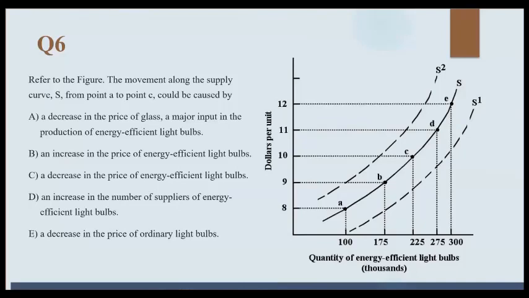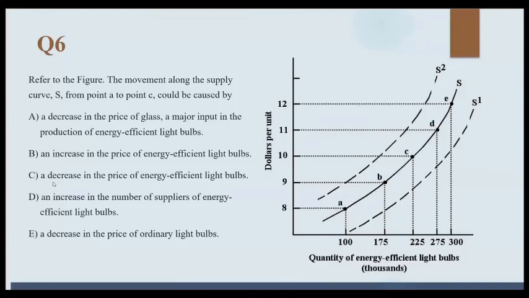Okay, so just looking at this, first of all, we know we're moving along the curve from point A to point C. So any of these things listed that are related to a shift in the supply curve are incorrect, right? So A is a change in an input price, which shifts the curve. We know that's not correct. We go down to E, that's a change in the price of a related good, which won't shift the supply curve, that would shift the demand curve. D, again, is talking about a shift in the supply curve. It's just saying there's more suppliers, so that would shift the supply curve to the right.